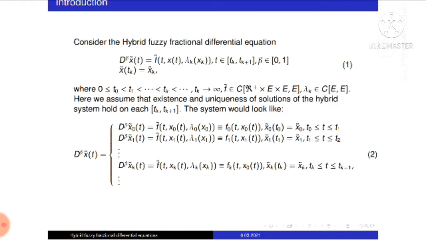The system would look like d beta x of t, d beta x naught of t, function x naught lambda naught, d beta x 1 of t, f of t comma x 1 of t, lambda 1 x 1, d beta x k of t, etc., f of t comma x k of t, lambda k x k of t, for t naught less than or equal to t less than or equal to t 1, t 1 less than or equal to t less than or equal to t 2, etc., t k less than or equal to t less than or equal to t k plus 1.